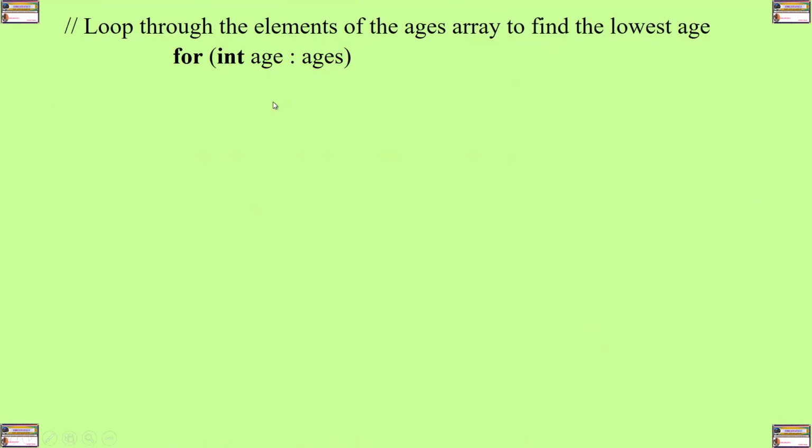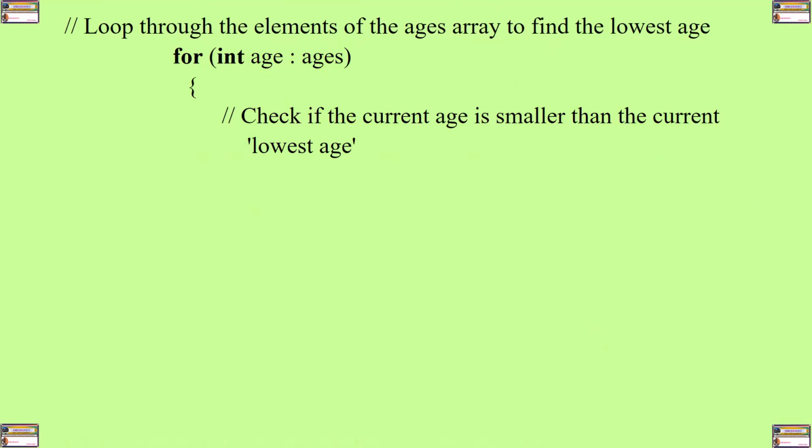We can use the for each that we have learned. So, for int age in the array called ages, for each age, find out if the current age is smaller than the current lowest age. So this is simply comparing.